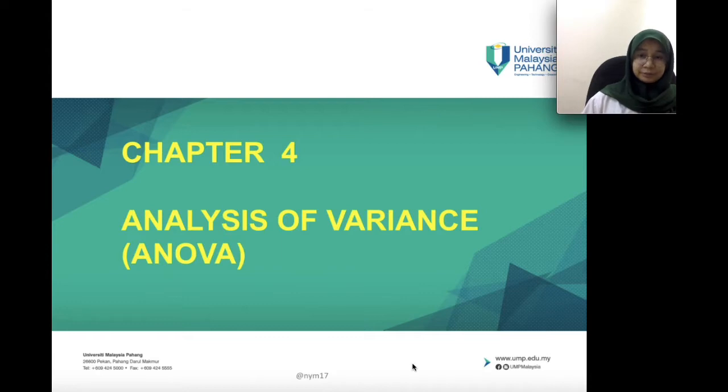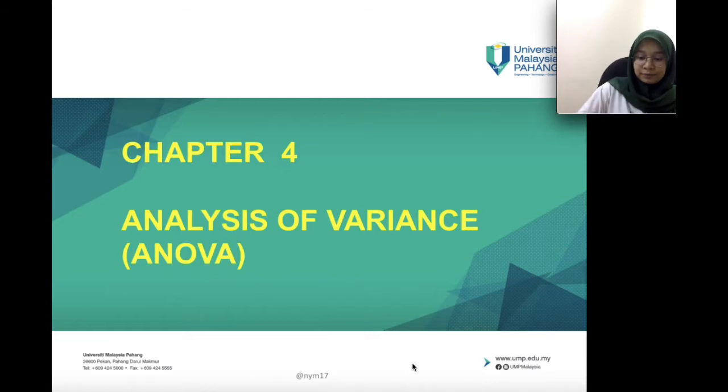So we have done our chapter 1, all the terms. We have done chapter 2, all the measures, and the confidence interval. And then we have chapter 3, the hypothesis testing. So now we have chapter 4. All the way until chapter 4, analysis of variance, ANOVA.